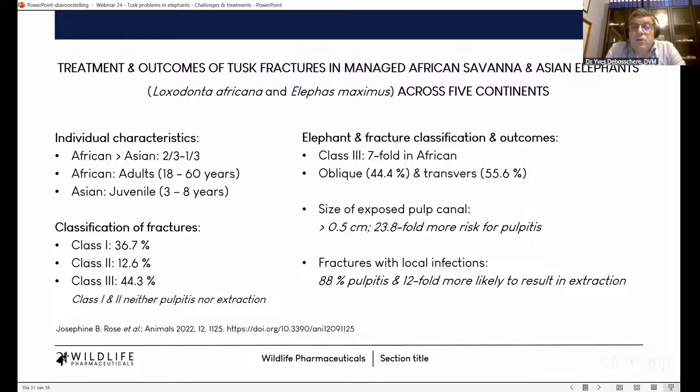And then practice with local infections, 88% of pulpitis and a 12-fold more likely to result in extraction. That means once infection is installed, you don't have any chance anymore to flush that out or to give medication to heal that. That is impossible.